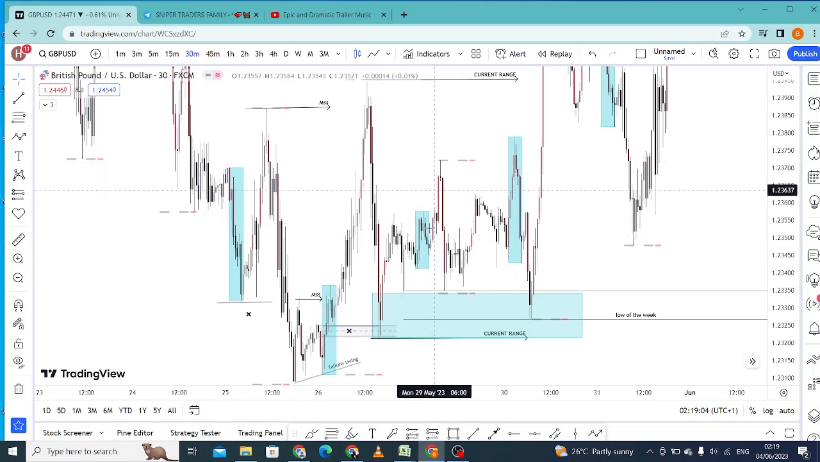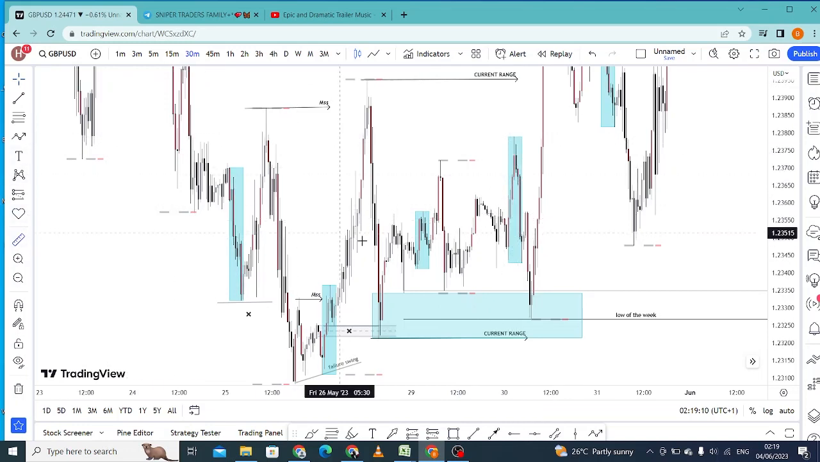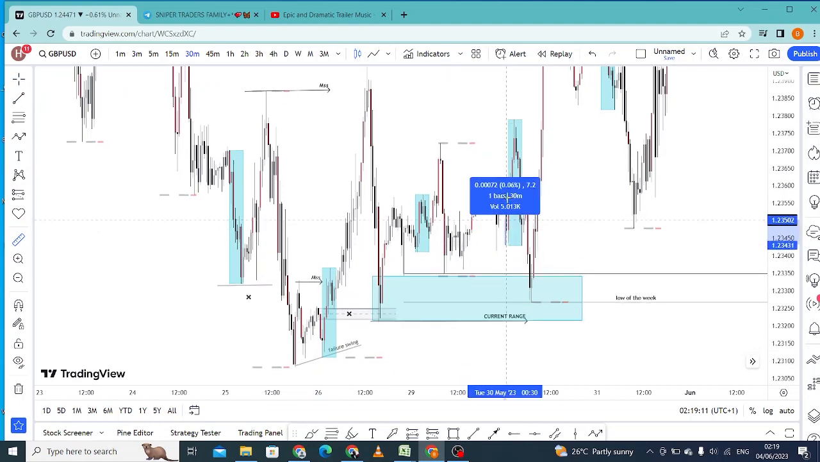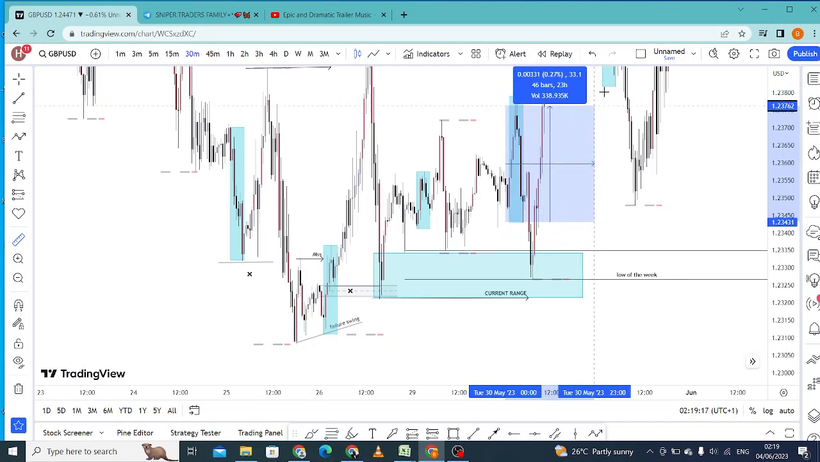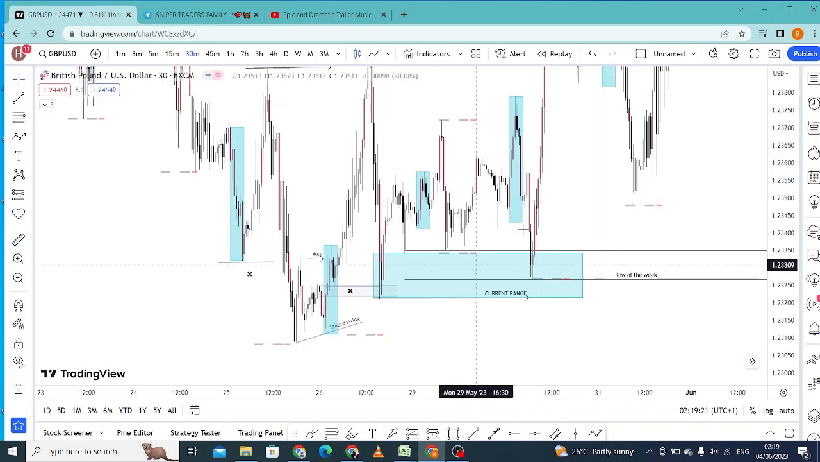Now Monday did this. Then Tuesday came in and created an Asian session of how many pips? This was 32 pips. No, 36 pips, which is normal. Now price did this, then came down and took out the low.